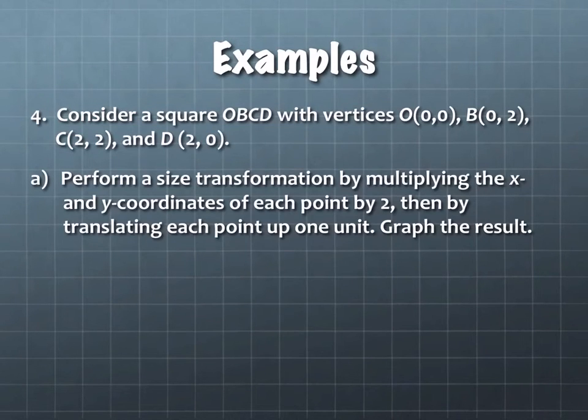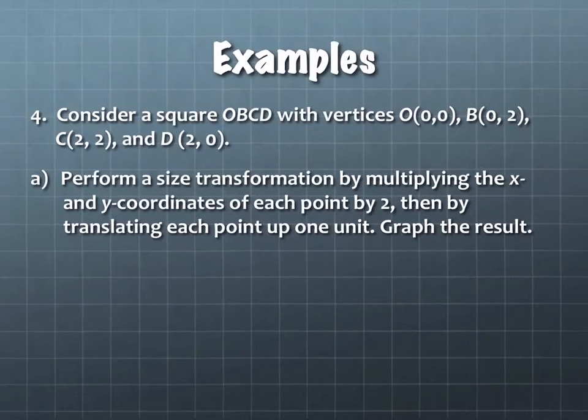All right, last example, and it's a couple of parts to it. Consider the square OBCD with vertices (0, 0), (0, 2), (2, 2), and (2, 0). Perform a size transformation, and now the order of this happening is important. It tells you, first, part A, by multiplying the x and y coordinates of each point by 2, and then translating each point up 1.